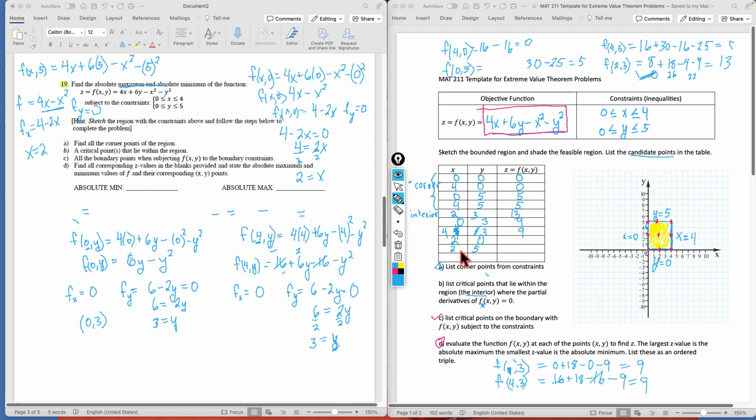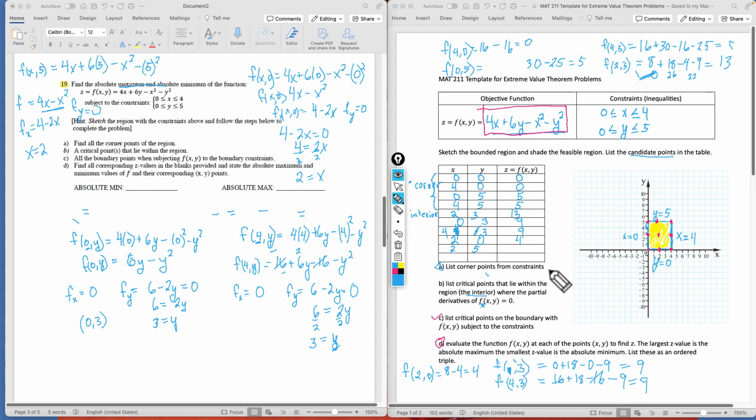Let's see what happens. We got 2, 0 and 2, 5 left. So f of 2, 0. Where did those come from? Oh yeah, we used the boundary. We got 2 both times. Okay, 2 comma 0. And so we plug in 2 for x. 2 times 4 is 8. 0 for y, that's going to be 0. We're plugging in 2 for x, so that's minus 2 squared, which is 4. So minus 4. And then we plug in 0 for y, so that's 0. So we get the value of 4. So this one's 4.